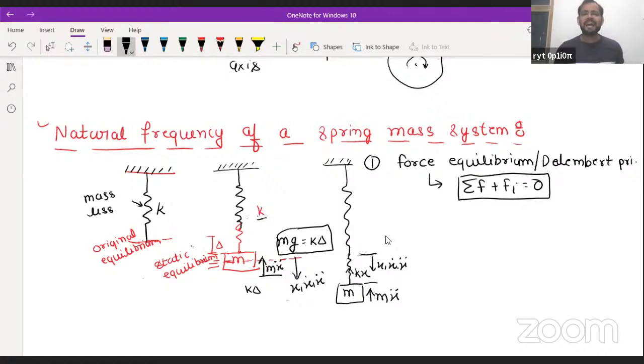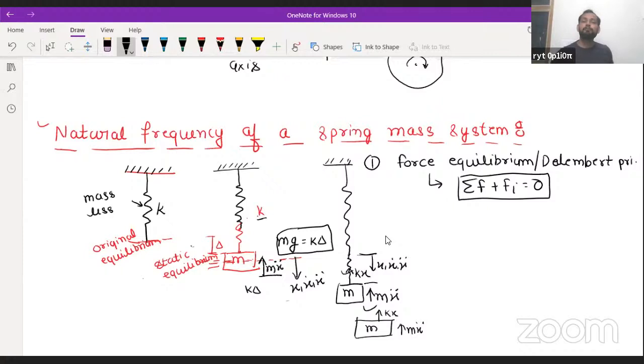Fine. Is there any more force? Apart from these two, is there any more force acting on the system? Can anybody tell me? Because right now we have drawn the free body diagram. So m x double dot is acting in the upward direction, and opposite to the displacement, kx is acting. Is there any more force on this mass? Can anybody tell me? No, sir.